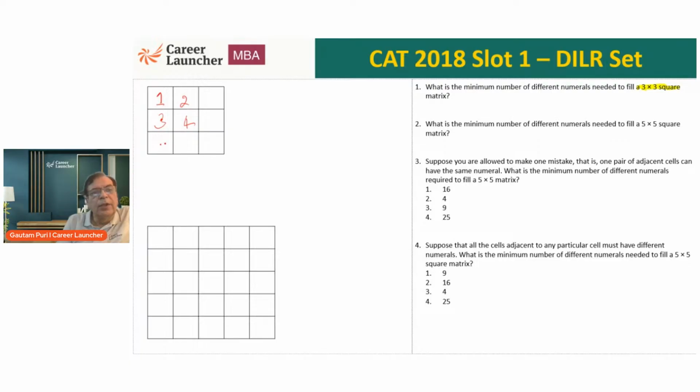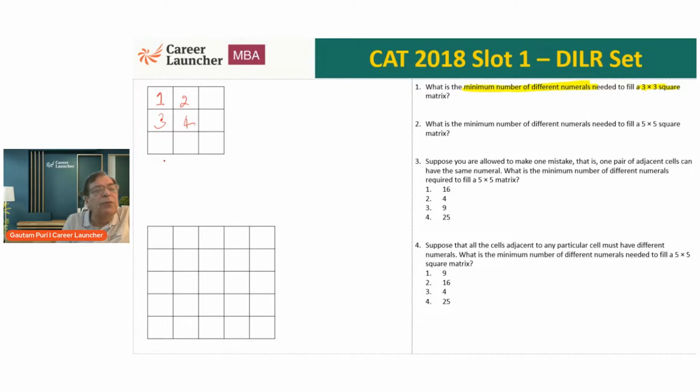Now what about these two rather? Can these two have 3, 4? No. What do I want? I want the minimum number of numerals. If I want the minimum number of different numerals, I should try to make use of the existing numerals only. Okay, so let's see. We have 1, 2, 3, 4.